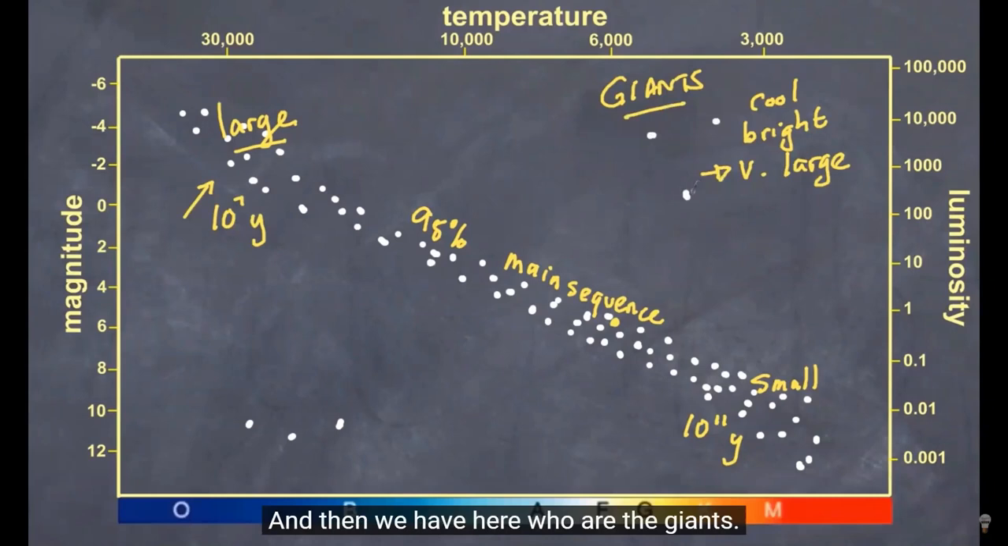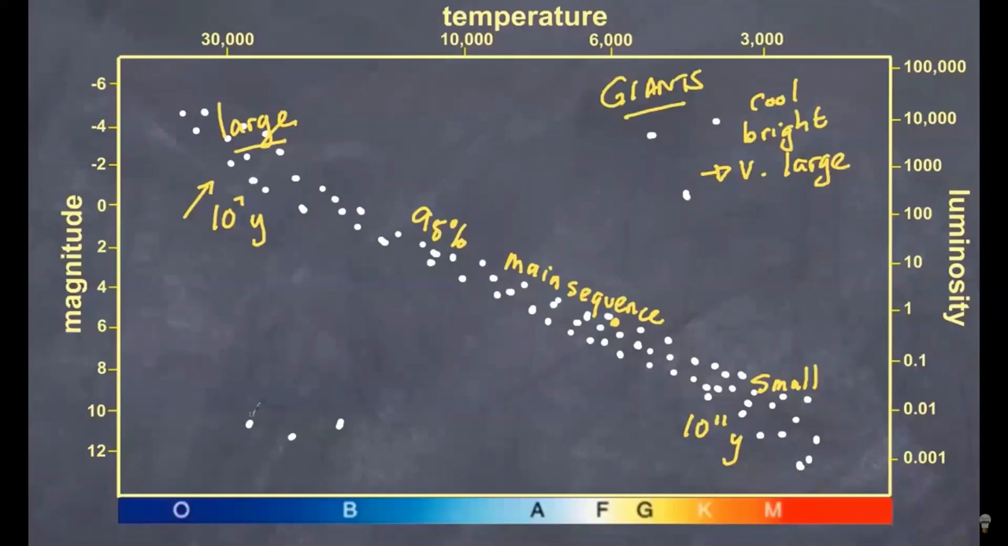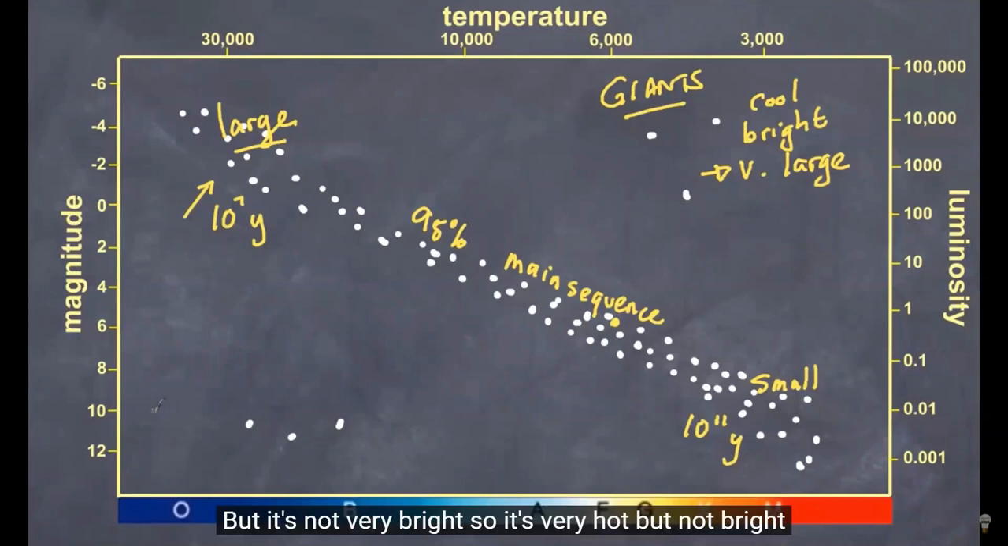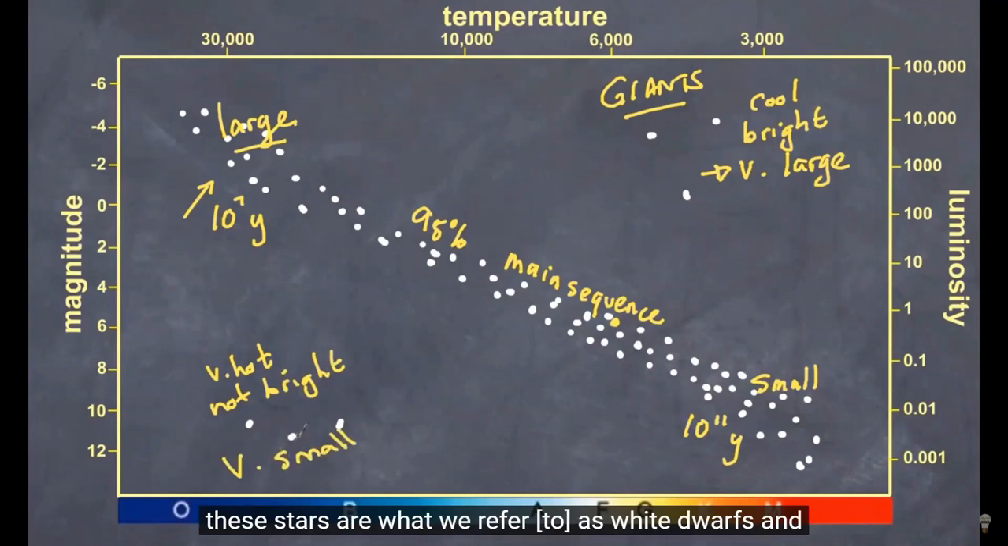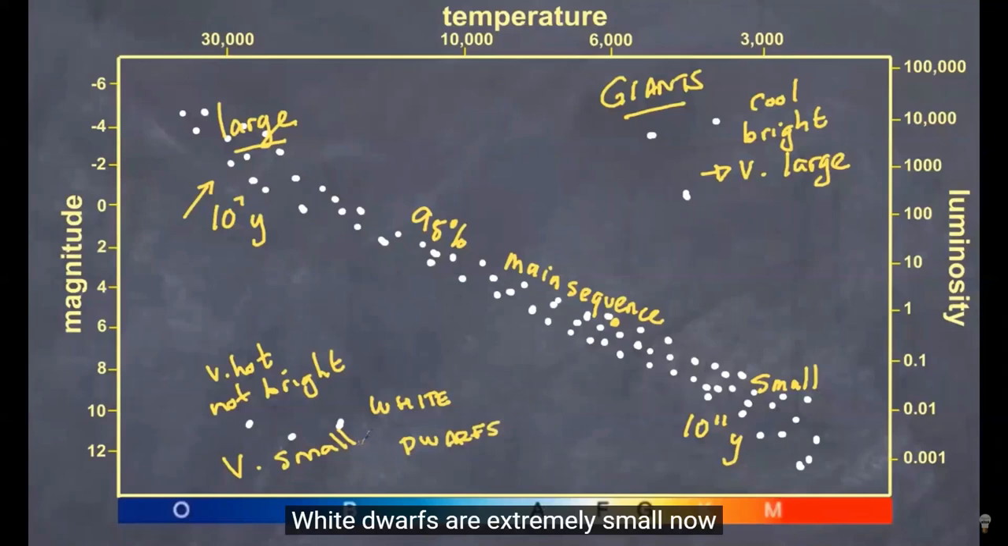And then we have here who are the giants. Over here, we have stars as well. But in this case, the star is extremely hot, but it's not very bright. So it's very hot, but not bright. Why is that? Well, they must be very small. So these stars are what we refer to as white dwarfs. And white dwarfs are extremely small. Now let's give ourselves a bit of perspective to help us understand that.